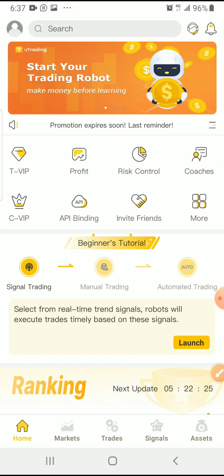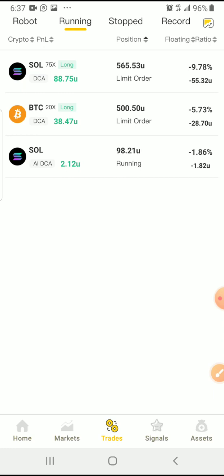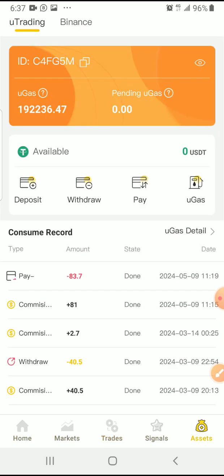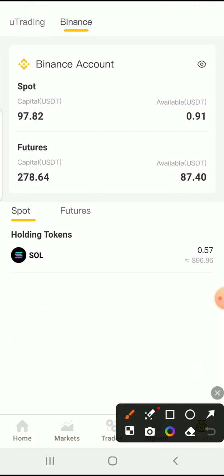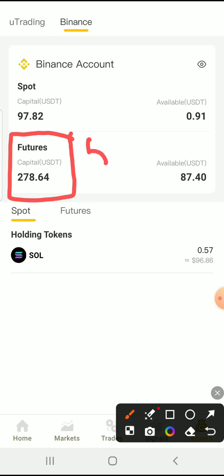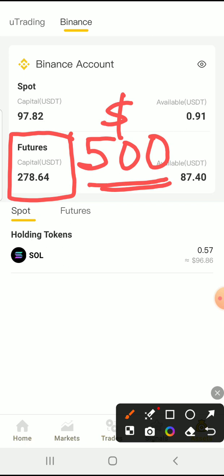Let me use this robot. This robot has some trades already, so don't mind those trades at all. First, let's check your assets. Now over here we have 278 as the money in our futures account, but for the sake of this explanation, imagine it is your account and you have $500. So let's imagine that we are starting a new account. We have $500 in our futures wallet available.